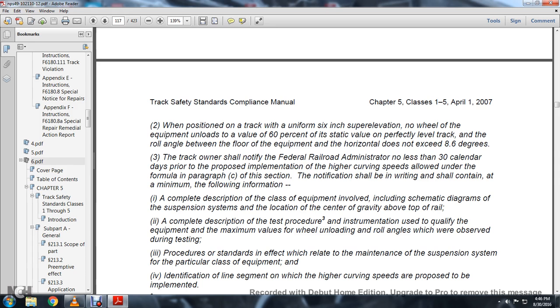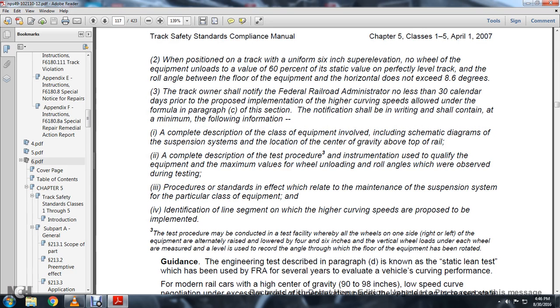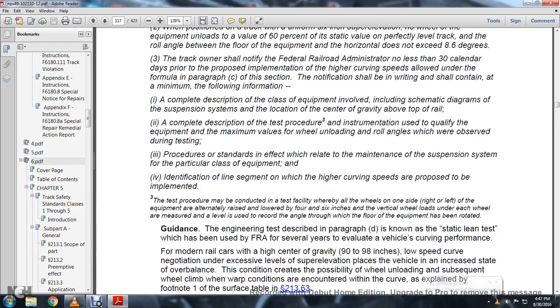The notification shall be written and shall contain a minimum of the following information. 1. A complete description of the class of equipment involved, with schematic diagrams of the suspension system, and location of the center of gravity above the top of the rail. 2. A complete description of the test procedure and instruments used to qualify the equipment, and the maximum values of wheel unloading and the rolling angles observed during testing. 3. The procedures and standards for the effective maintenance of the suspension system of a particular class of equipment. 4. The identification of the line segment of the high curving speeds proposed and implemented.